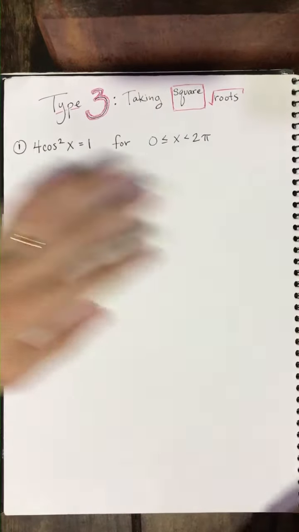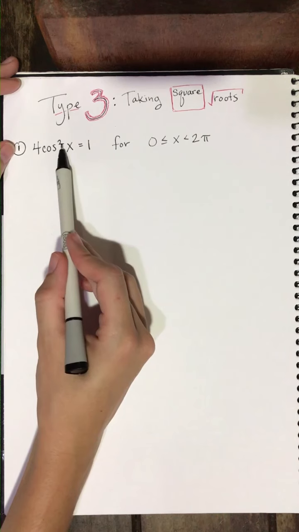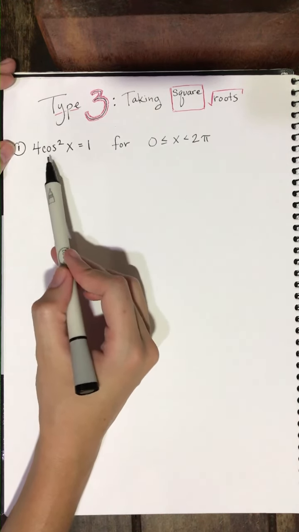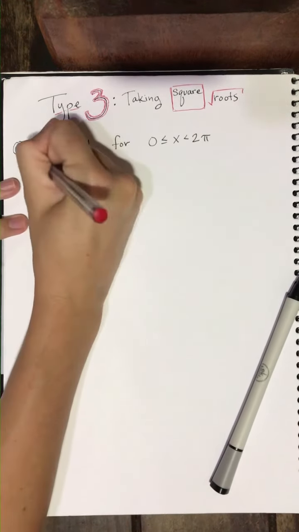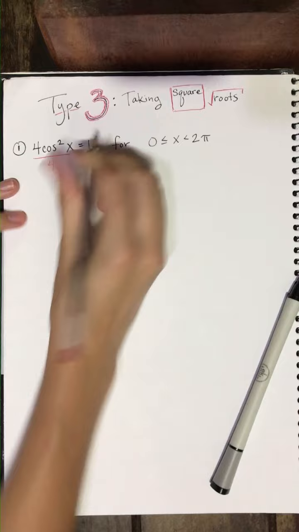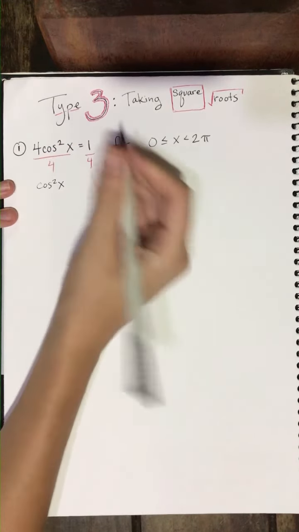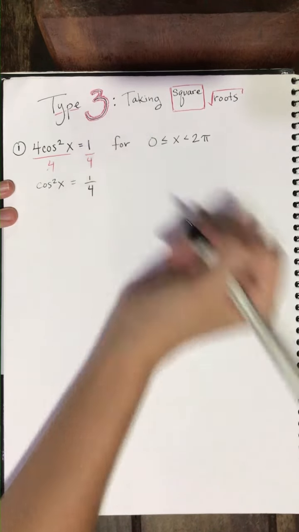All right, here we go. Taking square roots. I've got cosine squared, and I need to isolate. The steps are the same. Isolate the trig function first. So first, divide both sides by 4. So I've got cosine squared of x, because over here my 4's will cancel, is equal to 1 over 4.